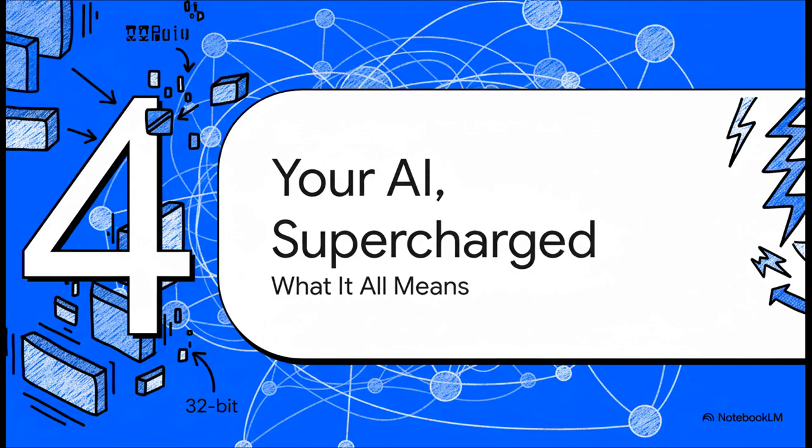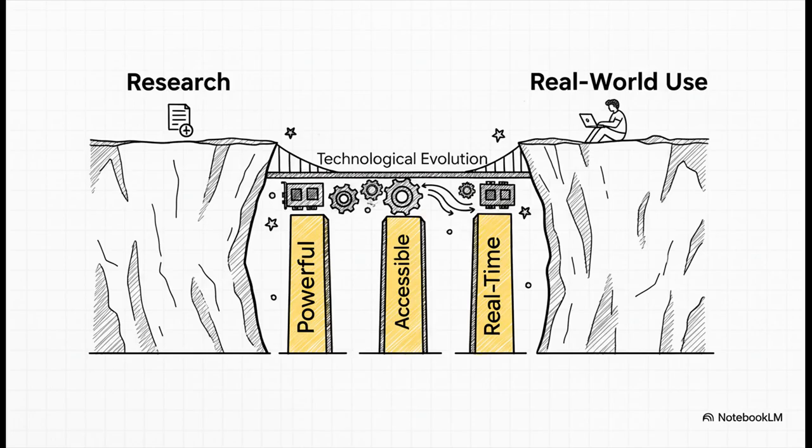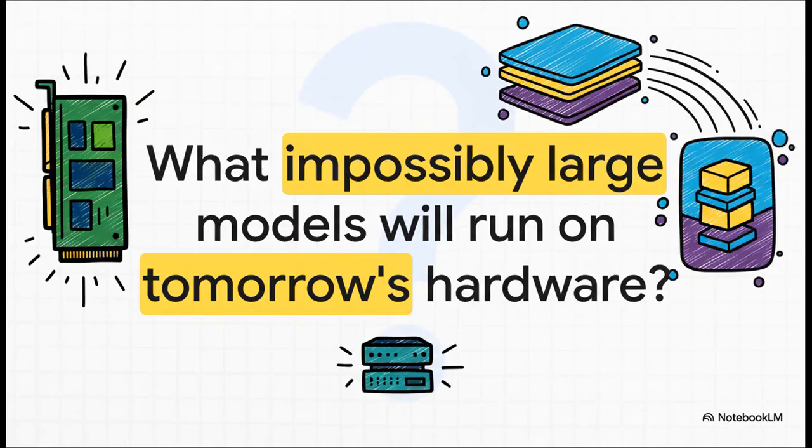So let's bring this all together. What does this incredible journey from 32-bit all the way down to 4-bit really, truly mean for you and for the future of AI? At the end of the day, it's about so much more than just numbers on a chart. This constant technological evolution, this relentless push for more and more efficiency, is the engine that's making it possible to run tomorrow's impossibly large AI models on today's hardware. It's what closes that gap between some wild idea in a research paper and a tool that you can actually use.